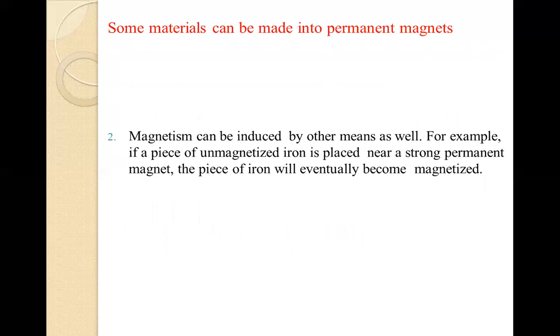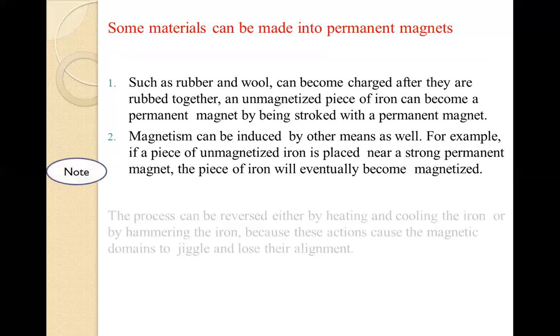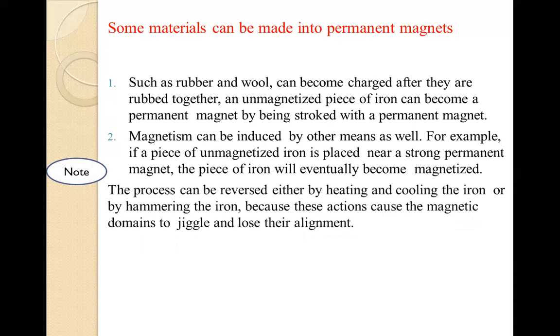Some materials can be changed into permanent magnets, as we saw in the previous one, when the magnetic material is struck or held by a strong magnet for a long time, it is going to arrange its domains and align them. That's why it's going to gain magnetism or become a magnet. But note that this process can be reversed, returning back to its original type.